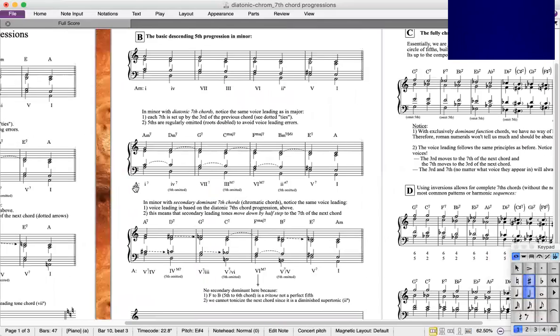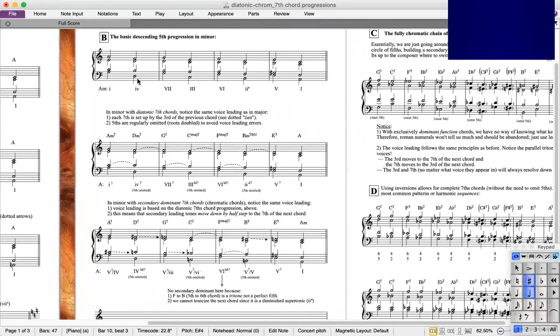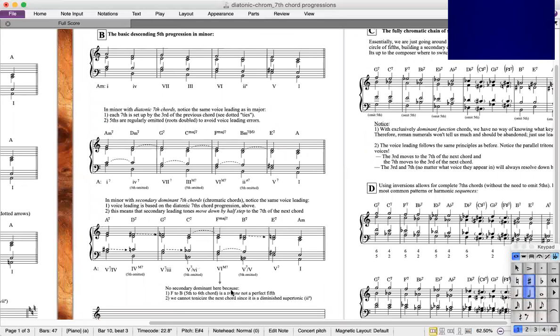Just very quickly onto the second page, marked B. This is the same exact thing in minor. And so I'm not going to go over all of it here for you. I'd like you to do that on your own. The same exact rules apply. The only thing I'll point out to make sure that we're on the same page about is that this 6th chord is the chord that we cannot turn into a secondary dominant chord, because in minor, remember, the 2 chord is diminished and we cannot tonicize that 2 chord.